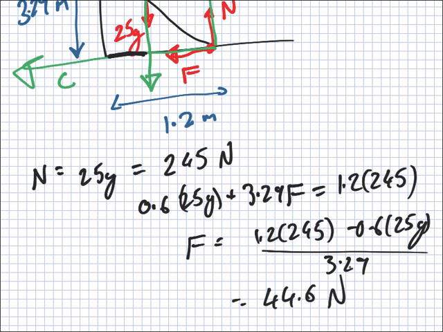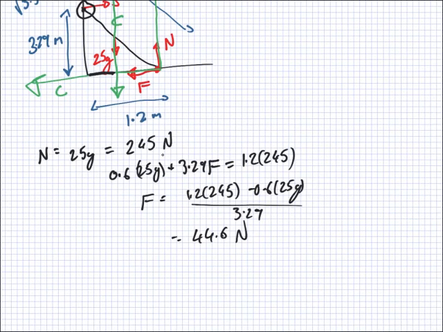44.6 newtons. Okay, what is the magnitude of the resultant force on the ground? So that's the F and the N. Is there other ways to do it? Don't really think so. Did you find another way to do it? We can have a look at this later, don't worry.